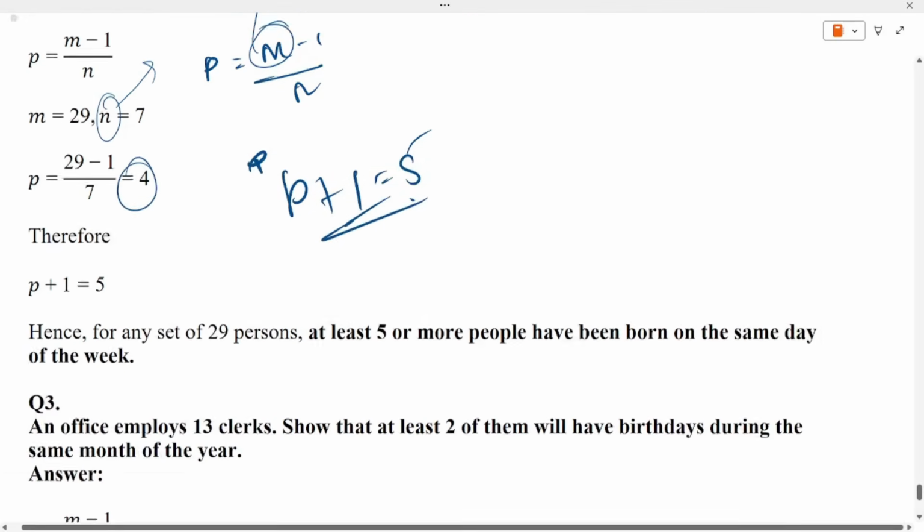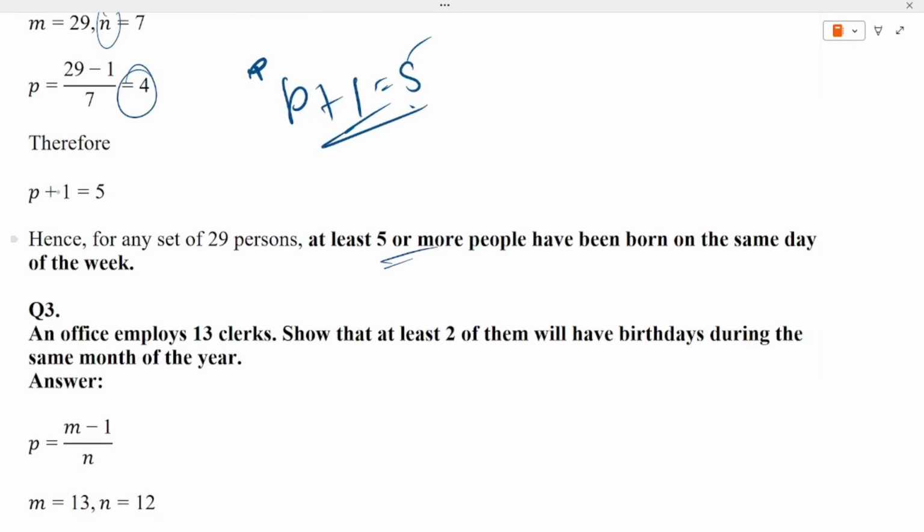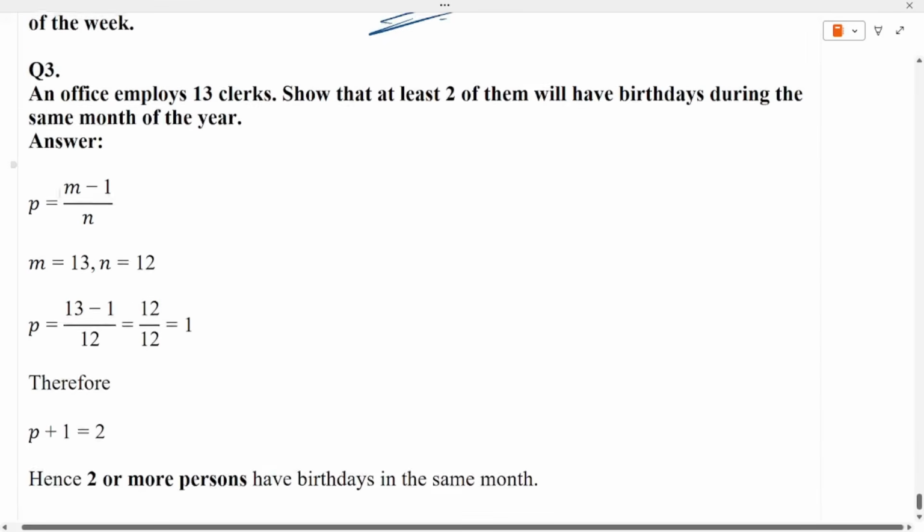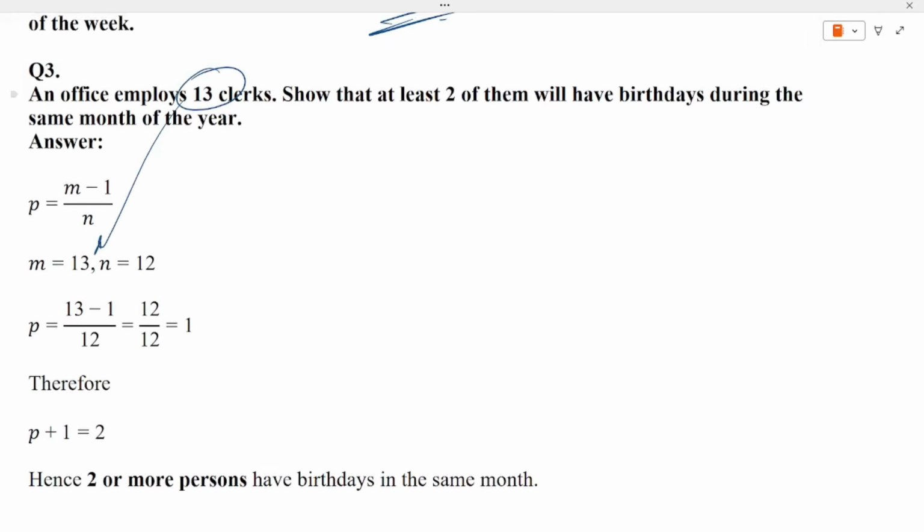Okay. Next, at least 5 or more people will have been born on the same day of the week. Now you will take here. Again, office employees, you will be taking it as 13, and 2 of them should be there. Okay, that means at least 2. They will only give what you have to prove. You will be getting it by adding 1. Okay, that is the pigeonhole principle.